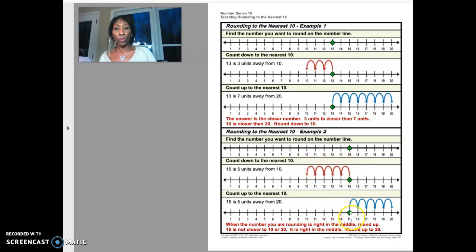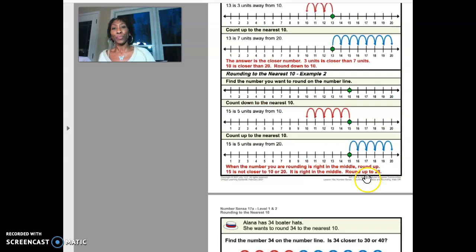All right, so let's go to the next. We're going to round up. 1, 2, 3, 4, 5. Oh, okay. So there are 5 units going down and 5 units going up to the nearest 10 on each side. So when your number falls in the middle, you've got the same amount of units going down as going up. The rule is to just round up to the nearest 10, which is 20.